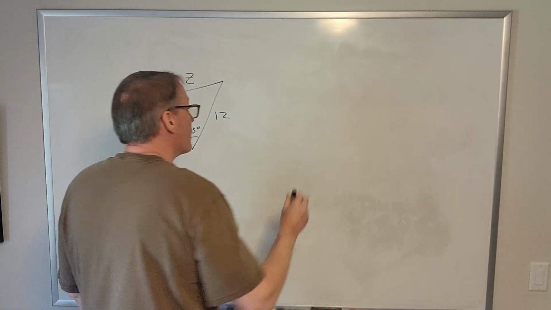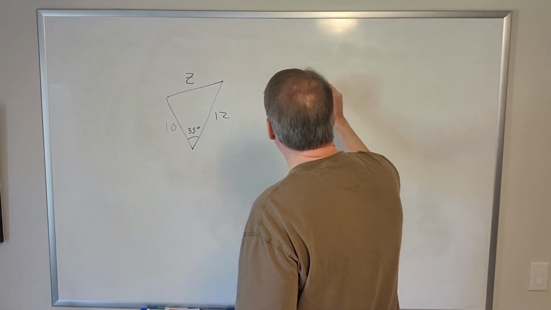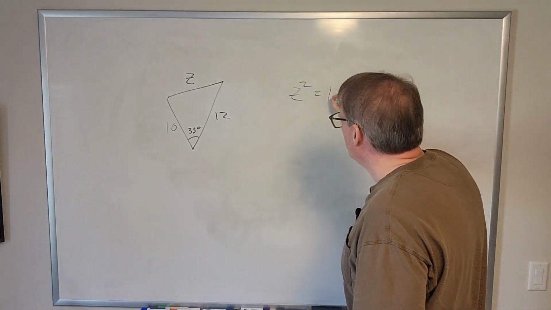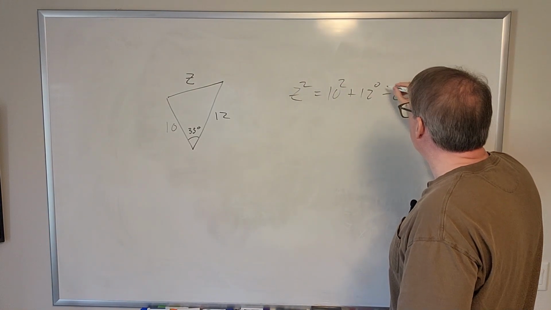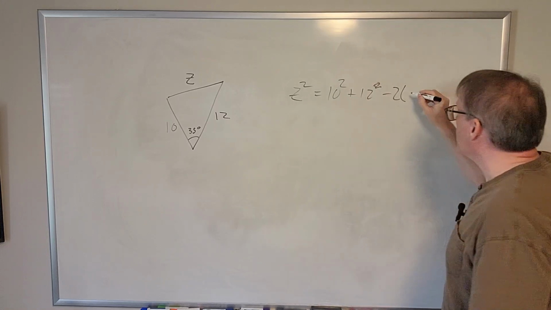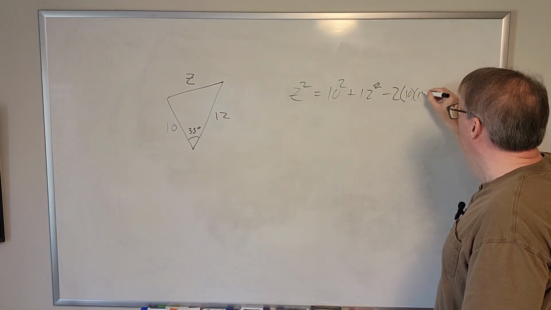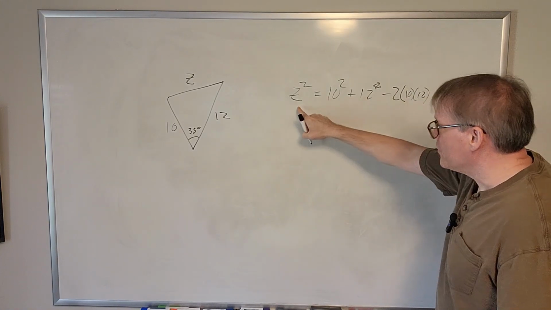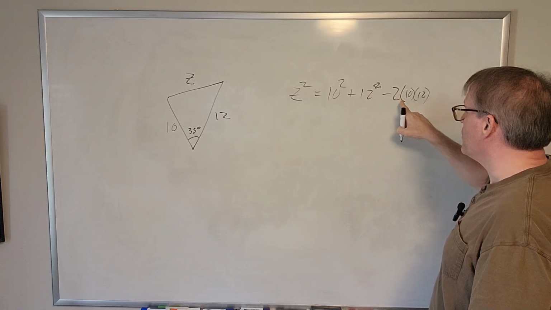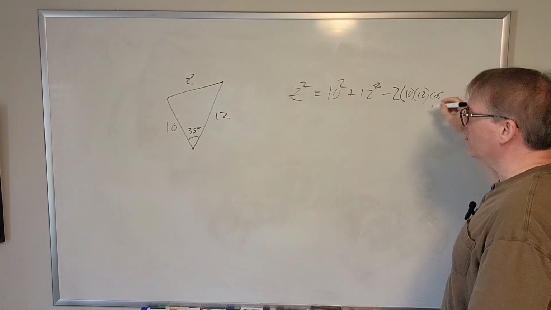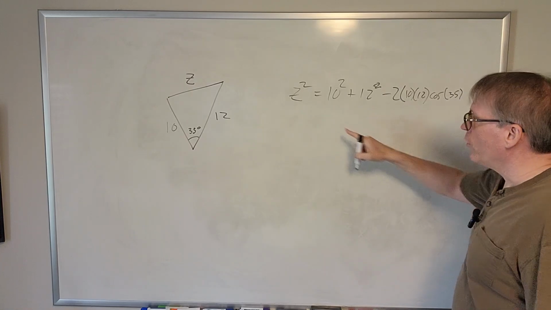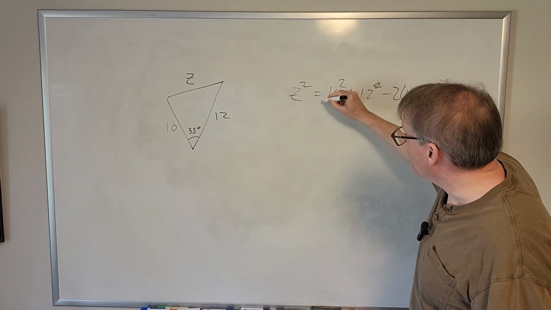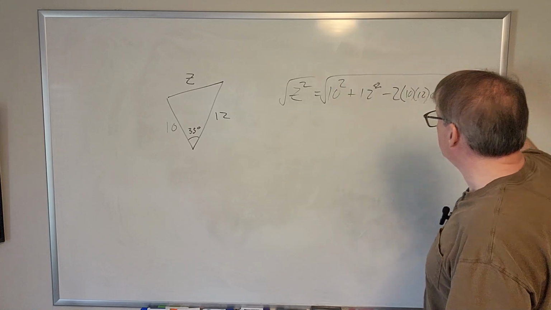All right. Z squared will be equal to 10 squared plus 12 squared minus 2 times 10 times 12. That's the c squared equals a squared plus b squared minus 2ab cosine of whatever's across from z, 35 degrees. And if you want to know what z is, you take the square root of both sides. Done.